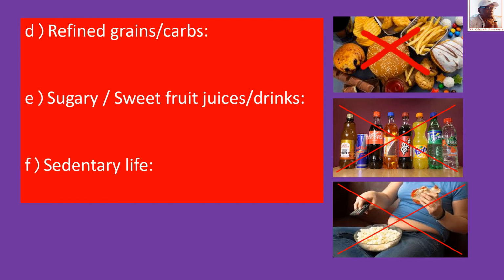The refined grains and carbs, that is, the continuation is, it is running. You have to avoid this. Refined grain, carbs, you have to avoid. Sugary, sweet fruit juice drinks, you have to avoid. Sedentary life, another very dangerous thing. Also you have to avoid this. It is not food, but the lifestyle.